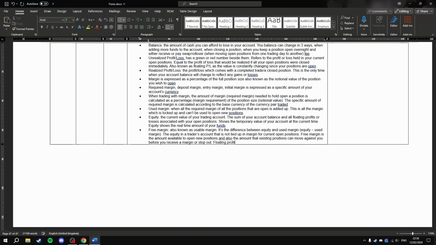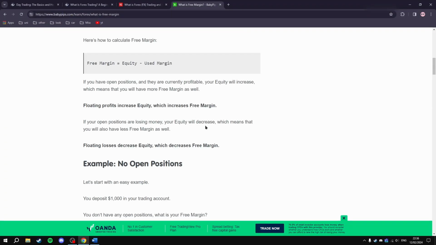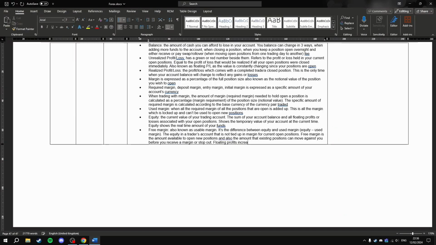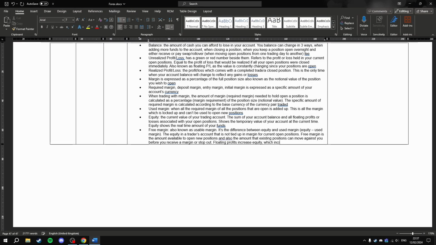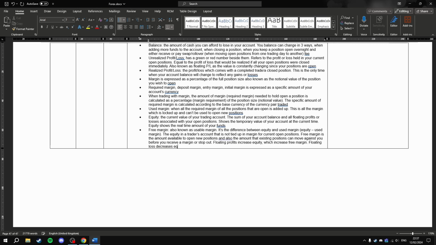Floating profits increase equity, which increases free margin. Floating loss decreases equity, which decreases free margin.